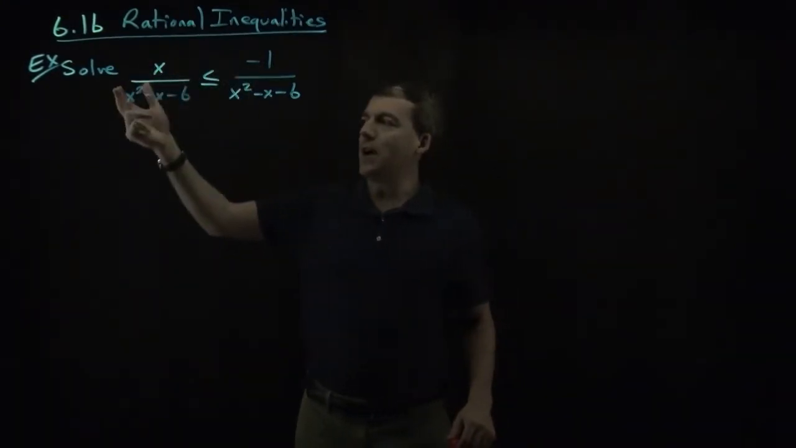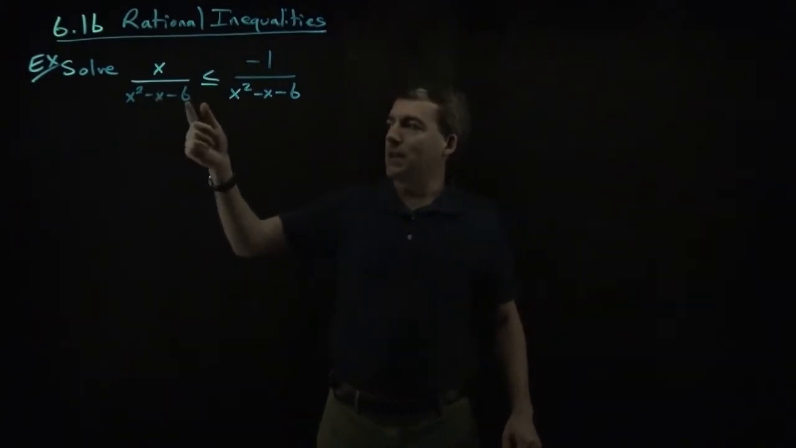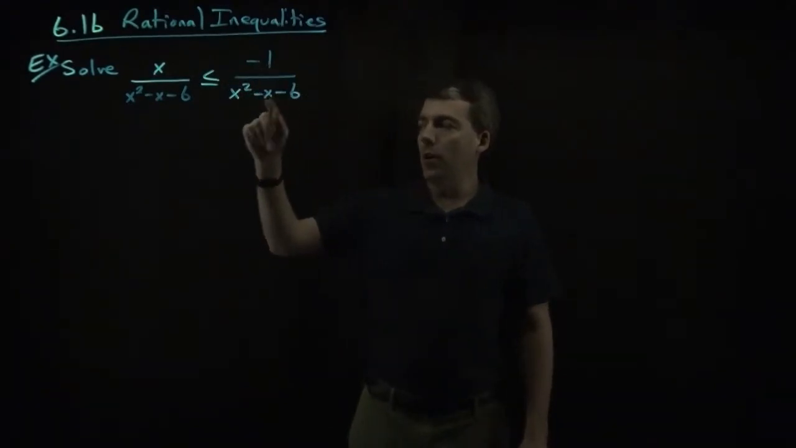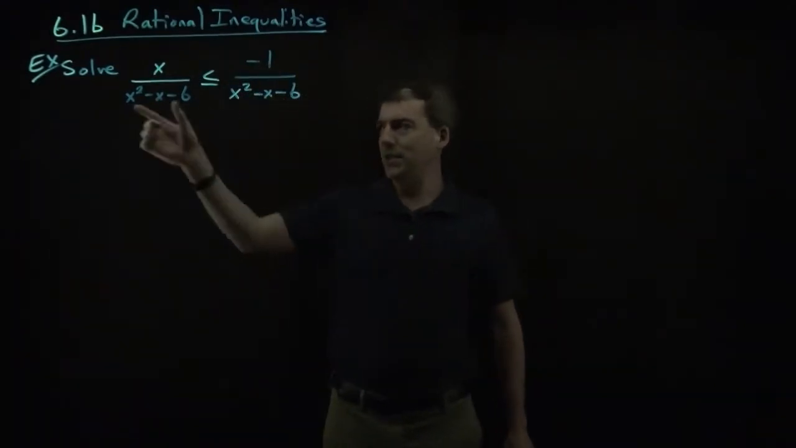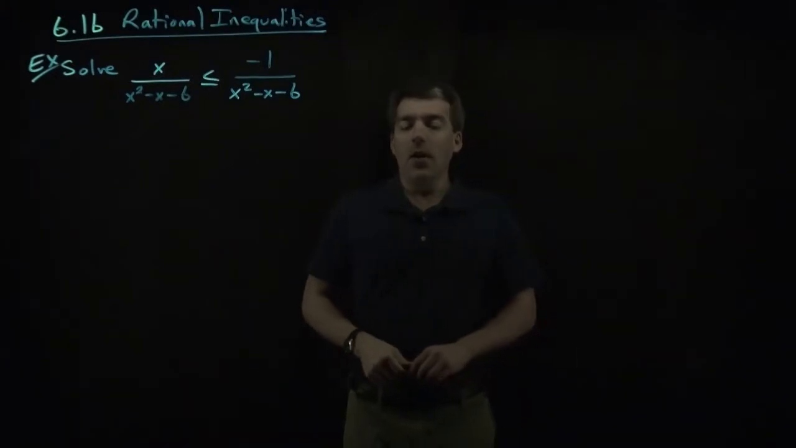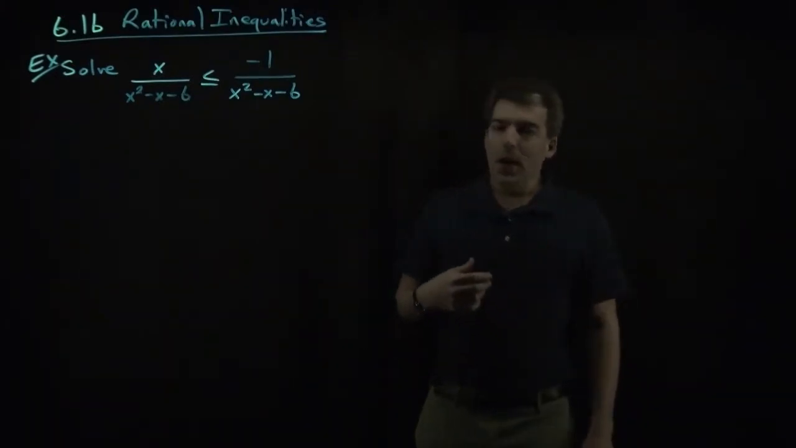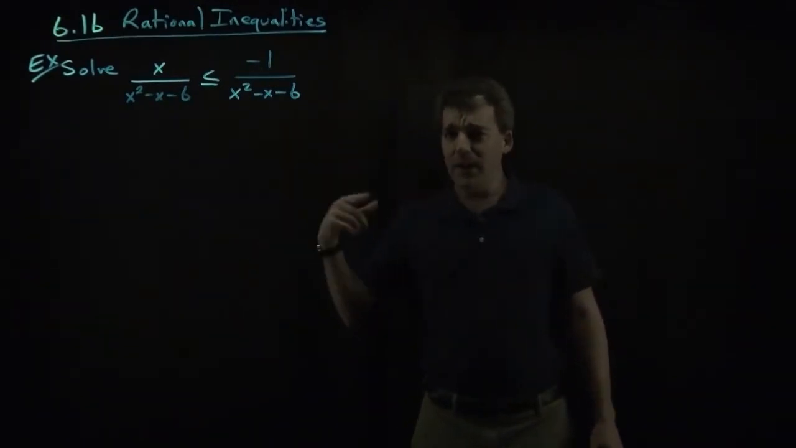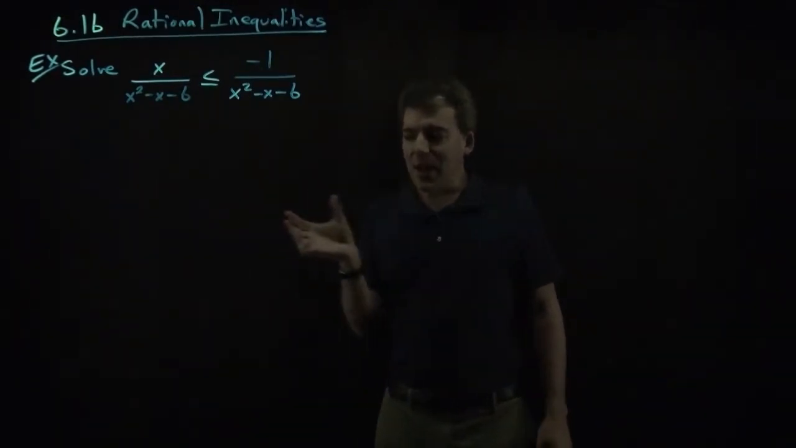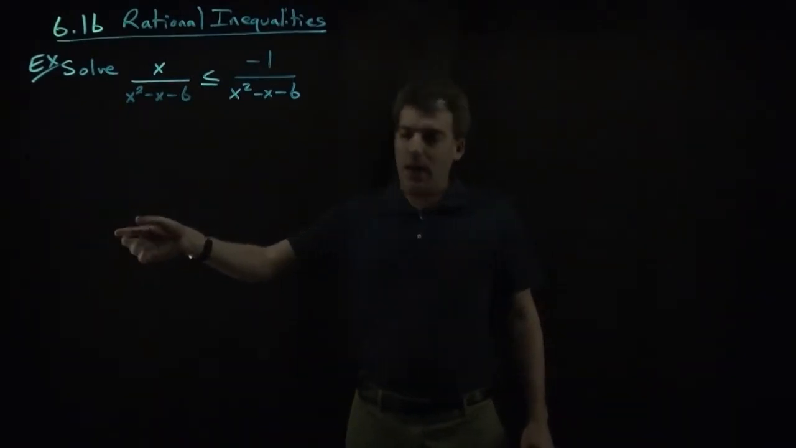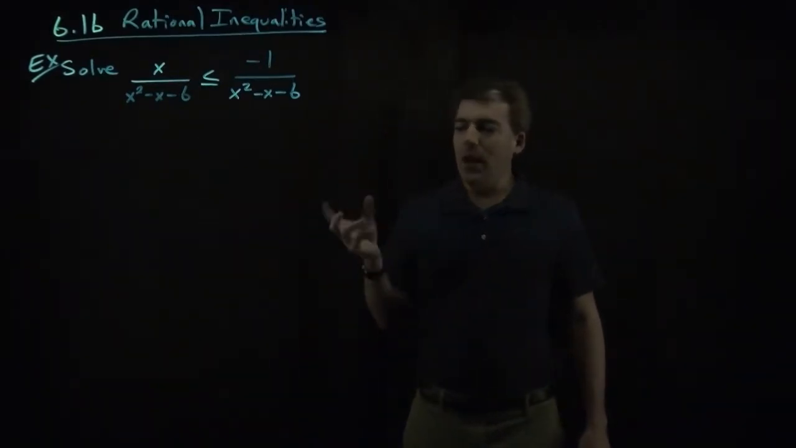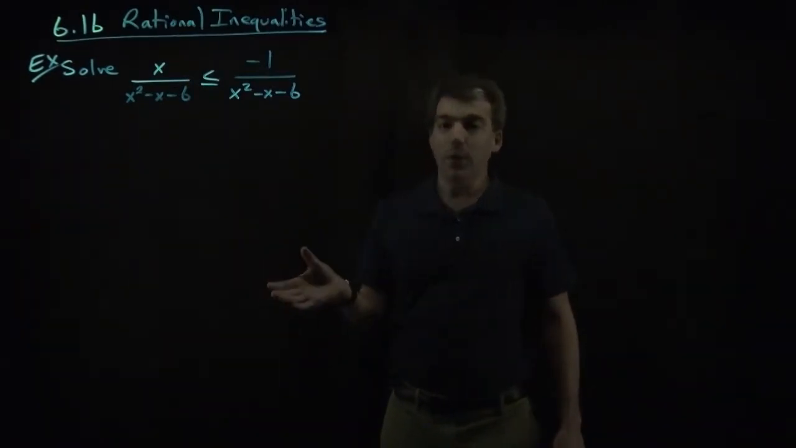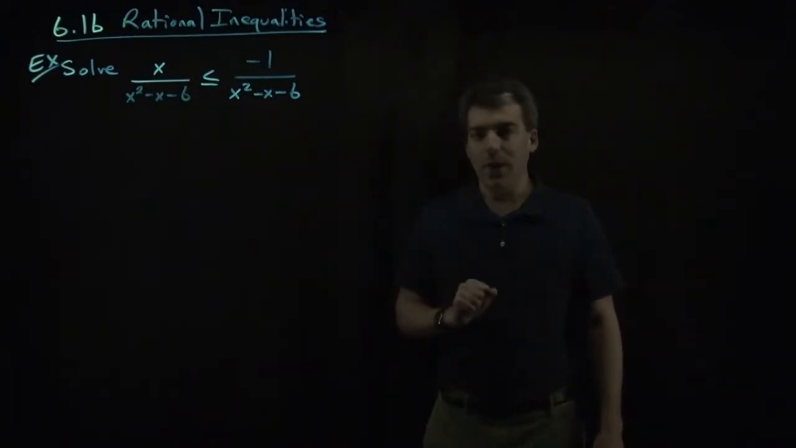We have x divided by x squared minus x minus 6 is less than or equal to negative 1 over x squared minus x minus 6. Same denominator there. Now if you recall the way that we solved polynomial inequalities, we would factor, find the zeros, take the x-axis and split it into intervals, and then test each interval to see whether that value solved the inequality. If it did, that interval would solve the inequality. If it didn't, we'd have to throw that interval out.